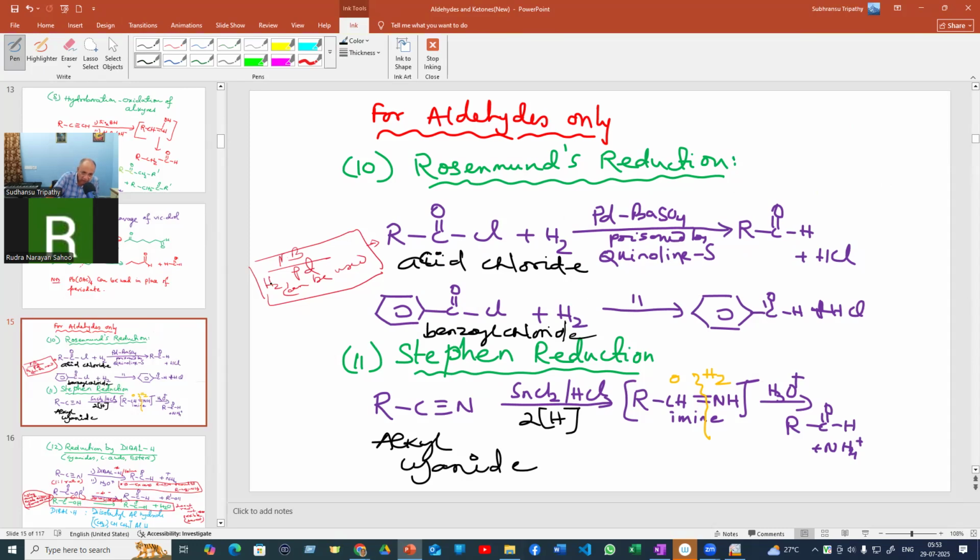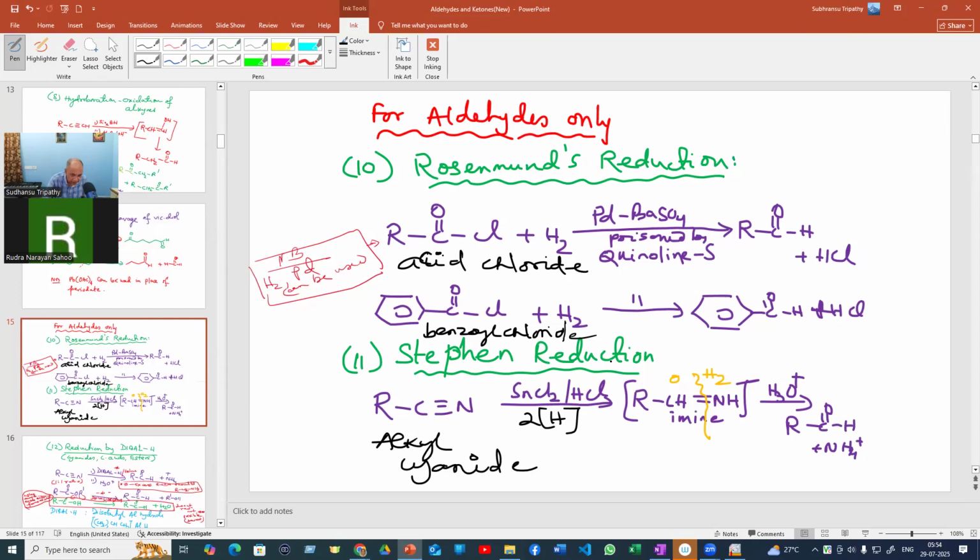Nowadays it has been found that hydrogen with only palladium can also be used. The poisoning with barium sulfate is mostly required for converting a triple bond into a double bond selectively, which gives a cis alkene. For that, barium sulfate poisoning with some catalytic poison is important. But for acid chloride converting to aldehyde, simply H2/Pd can also do. Benzoyl chloride will give benzaldehyde.